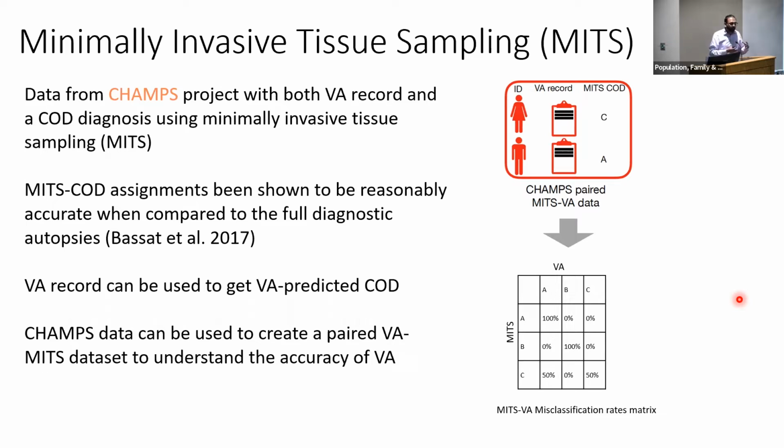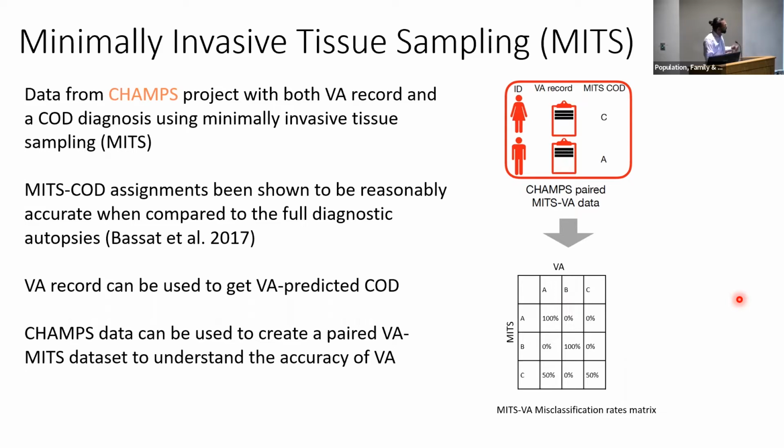And then a panel of physicians look at all the data and come to an agreement about what the possible cause of death is. So it's a much more comprehensive process to get a cause of death than just looking at the questionnaires from verbal autopsies. And it has been shown previously that the MITS cause of death assignments can be reasonably accurate when compared to full diagnostic accuracy. I think the reported number was around 75% in this paper, but definitely it's a more comprehensive process.